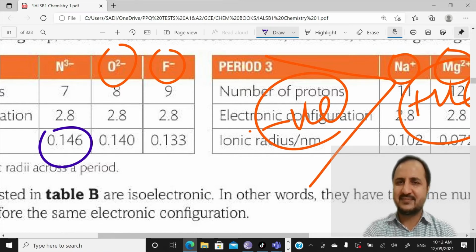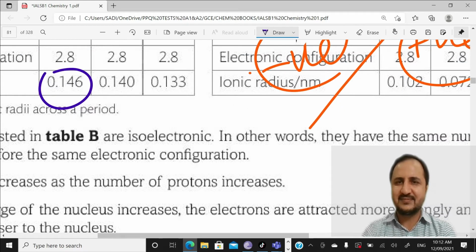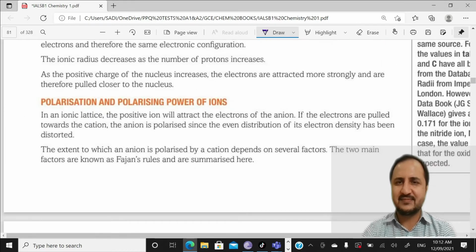Now as far as minus 2 is concerned, compare those also. Right? So there are 3 points, keep that in your mind. Shall I move on? Yes. Okay, now this concept is related to the ionic bond. It's called polarization and polarizing power of ions.